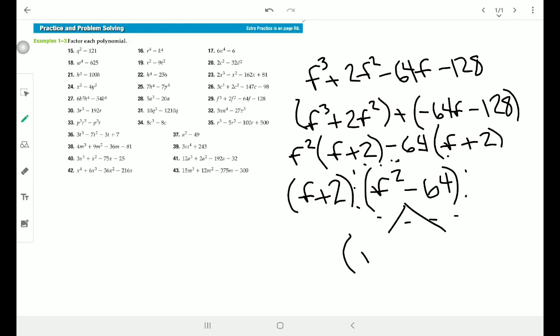This is going to be f plus, what's the square root of 64? Well, that's 8. So f plus 8 and f minus 8. Now this f plus 2 just comes right out front, and that is our fully factored polynomial. So that would be your example for number 29.